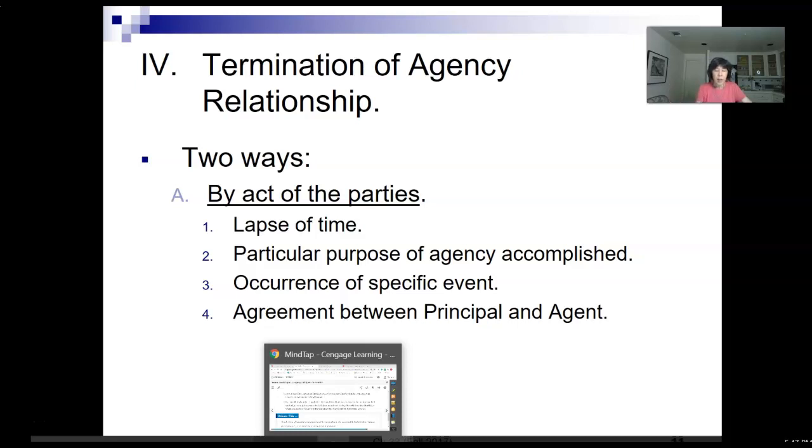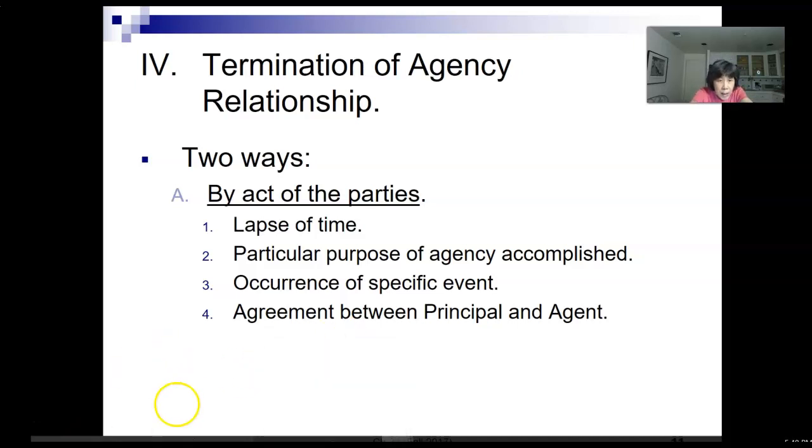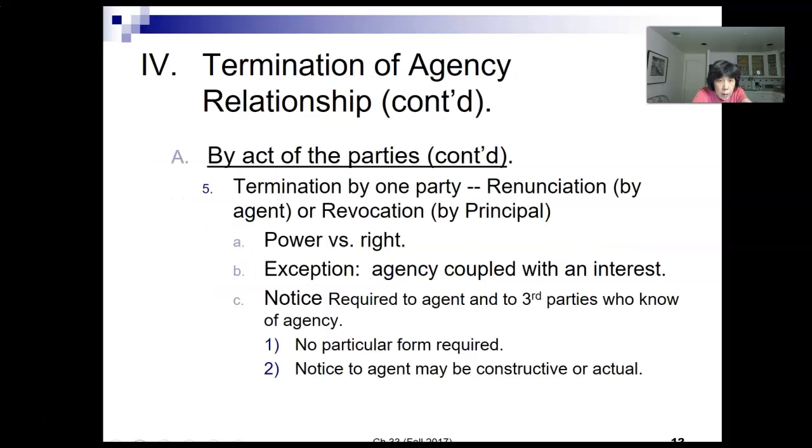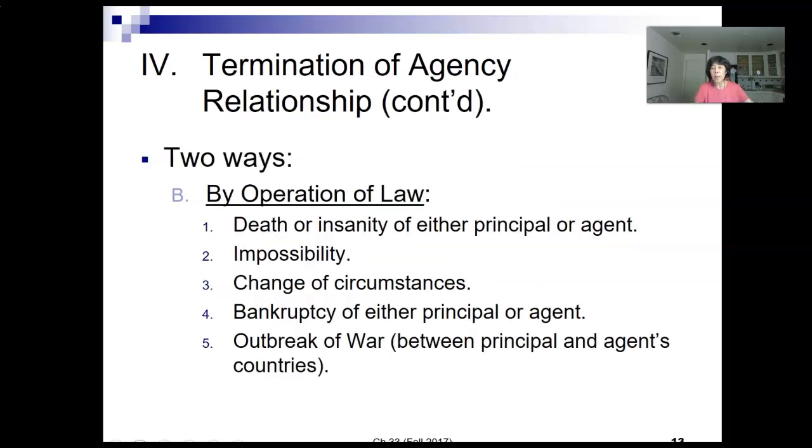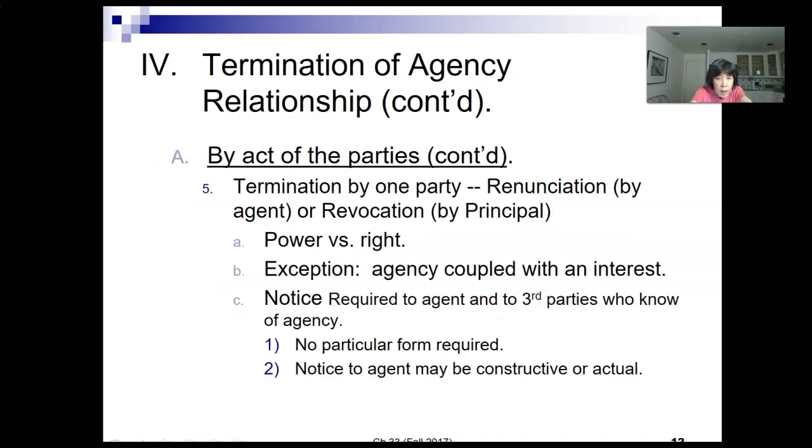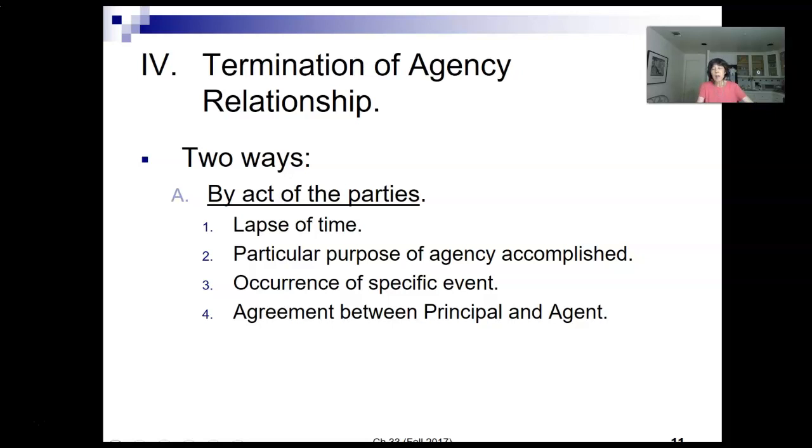One way is through an act of the parties. Let me advance the slide and I'll come right back. Right. And the second way is by operation of law. So those are your 2 ways when you're looking at a situation to try to determine whether or how the parties have terminated. Look for either act of the parties or operation of law.